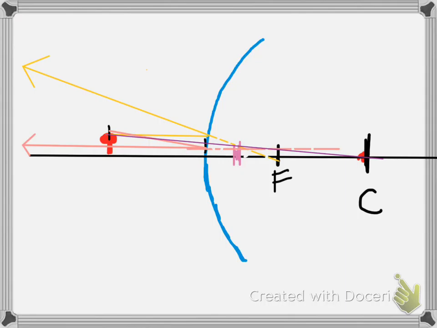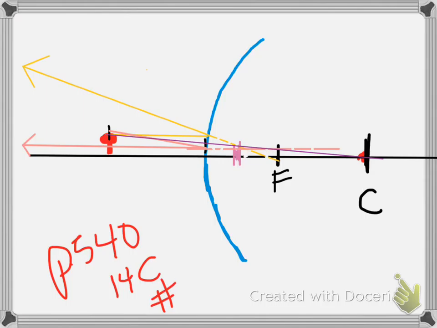Does that make sense? Basically, you're going to practice with these. There are 6 problems for convex. Do them all. This is page 540, and this is 14C, numbers 1 through 6. For all of these, you also are doing ray tracing to confirm your mathematical results. So it's good practice. We'll grade these on Monday.